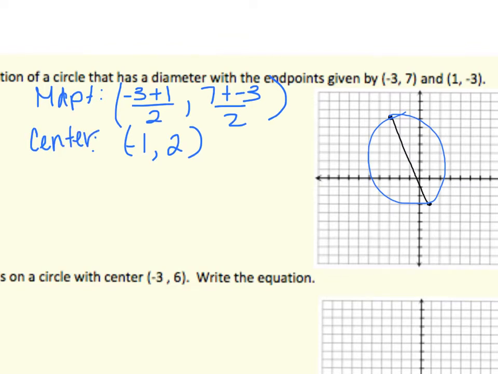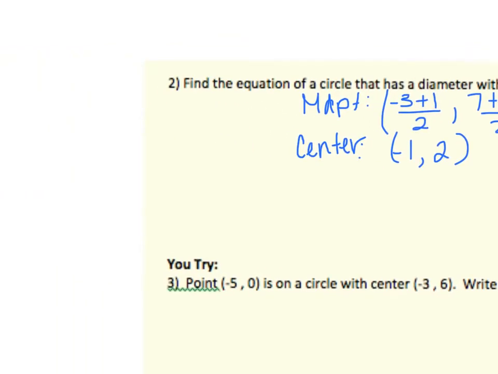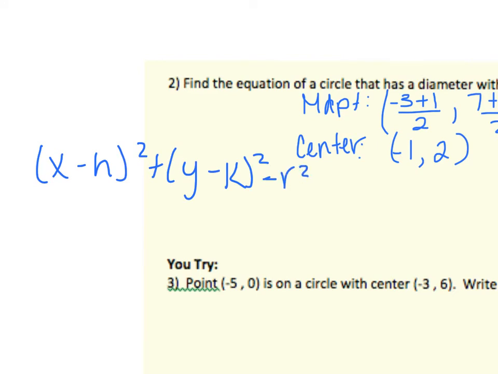Okay, so I'm almost done. I'm going to start here: (x - h)^2 + (y - k)^2 = r^2. So that's my general form. Now I know the center is at (-1, 2), so I'm going to take out h and put in -1, and put in 2 for k. Now I just have to find out what r is.